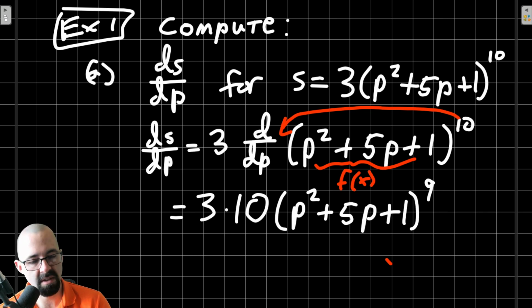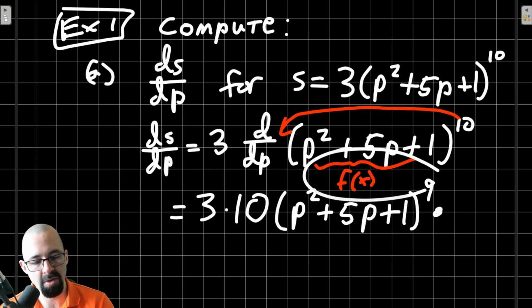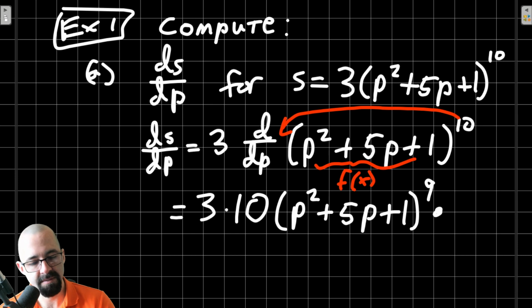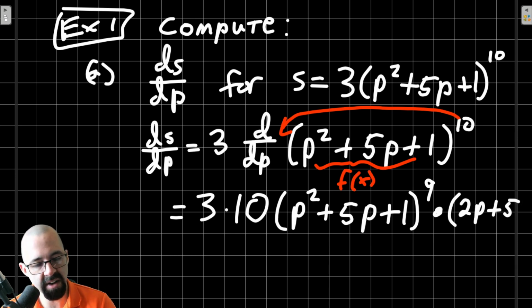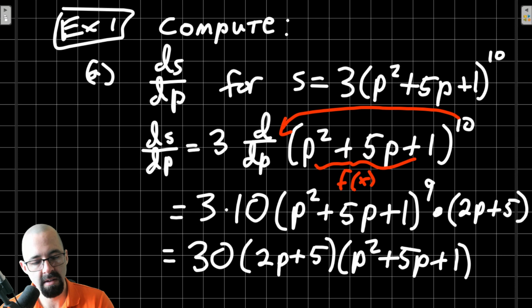The general power rule says that we do have to subtract 1 from the exponent. So now there's only a 9 up top. But we have to multiply by the derivative of this inside. Multiply by the derivative of that f. So derivative of that is going to be 2p plus 5 plus 0. All right, so we're basically already done. We can simplify a little bit. 3 times 10 is 30. We'll usually write that binomial in front. Binomial, remember, is the thing with 2 terms. And then we'll have the other thing at the end.